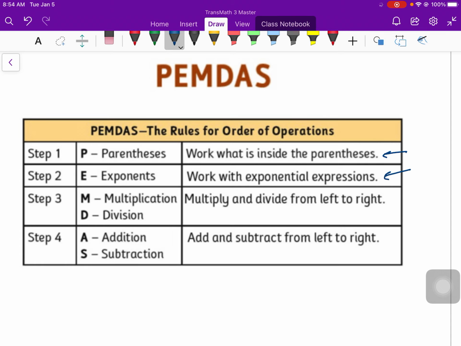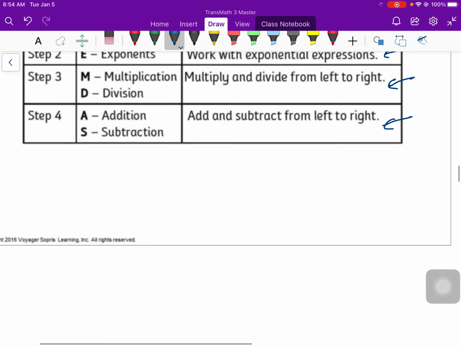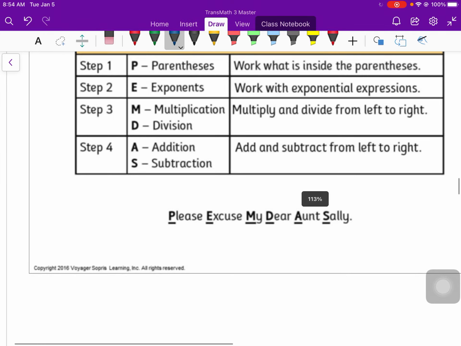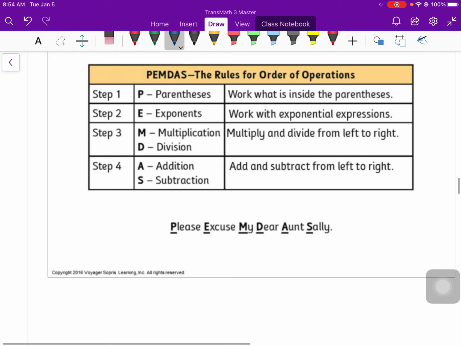Once we're done going inside of parentheses, next thing we are going to do is exponents. Once we finish all of the exponents, then we are going to do all of the multiplication and division, but they have to happen in order from left to right. And then after that, we do addition and subtraction again from left to right. So the first example we have here, well, I almost forgot the most important part.